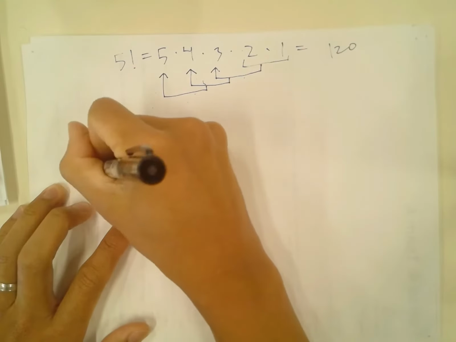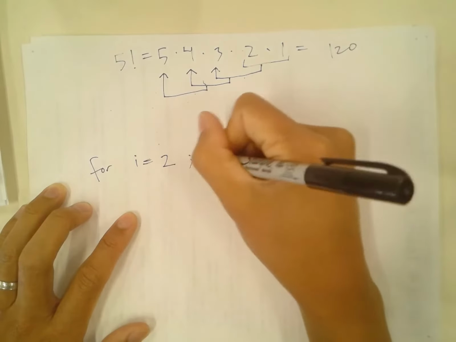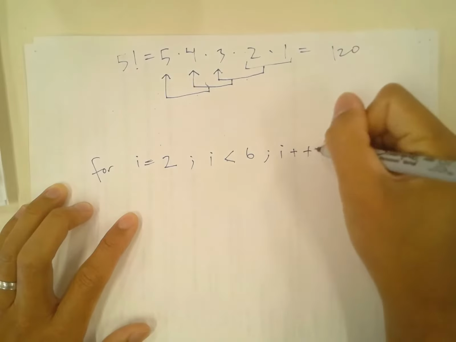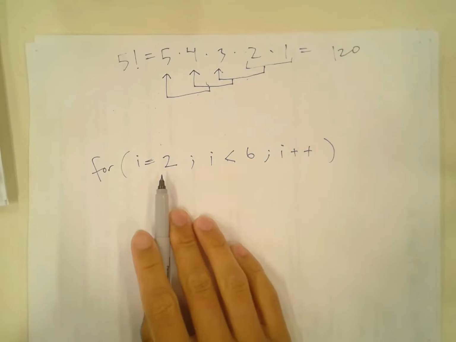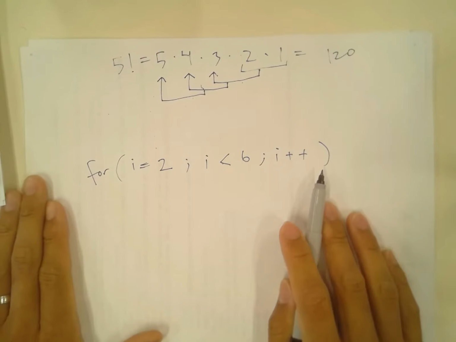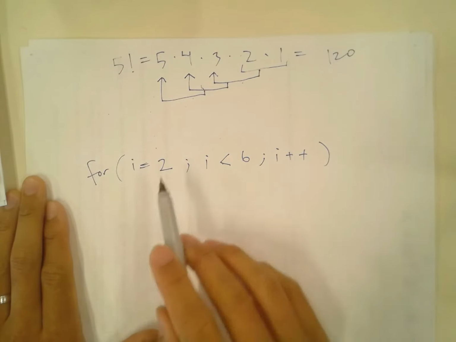So here we'll say for i equal to 2; i less than 6; i++. This for loop is going to iterate, and i is going to be equal to 2, then 3, then 4, then 5, and then it's going to be equal to 6, and 6 is not less than 6, so it's going to break. Okay, and that's what we want.